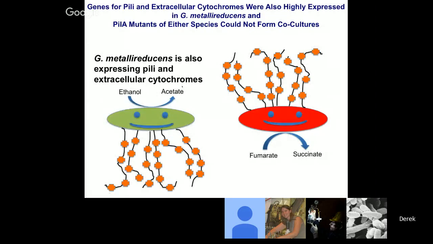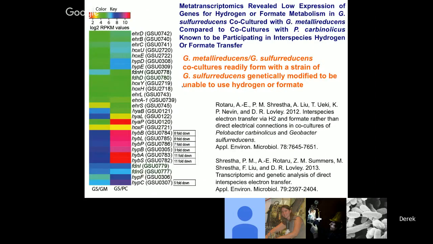The metalloreducens was also expressing pili at very high levels, and genes for extracellular C-type cytochromes were also upregulated. So both cells are producing a lot of conductive pili and a lot of outer surface C-type cytochromes. When we look at the transcriptome of this co-culture, you could see that there was really low expression of genes in Geobacter sulfurreducens for uptake of hydrogen or formate, which can sometimes serve as a substitute for hydrogen in interspecies electron transfer, suggesting that hydrogen and formate were not important intermediates.